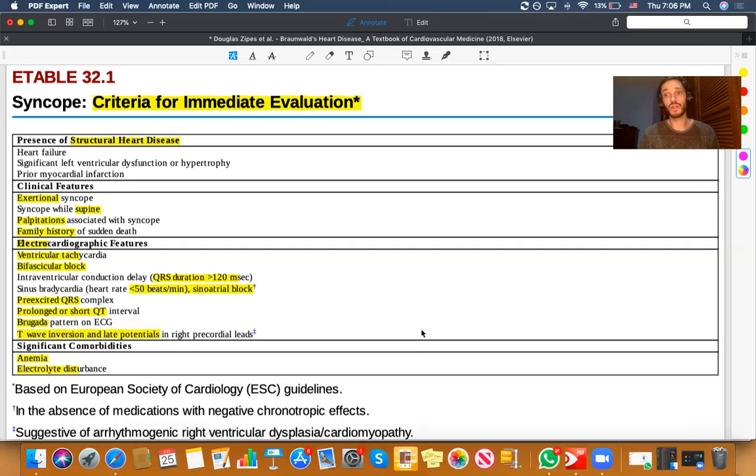So if you're in the ER, which is the place where you'll be frequently when you see these patients with syncope, and you have any of the aforementioned characteristics, then pay attention to these patients. These patients require the cardiologist to check them out.